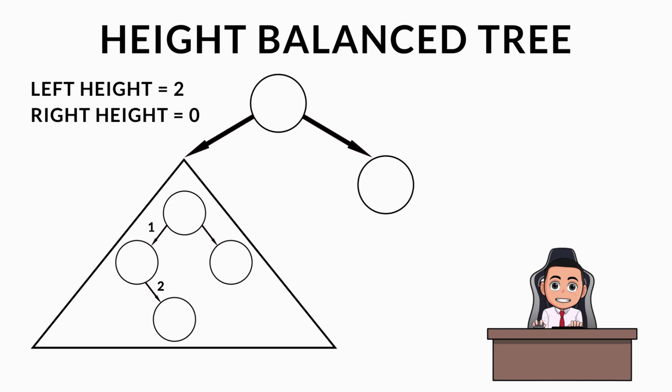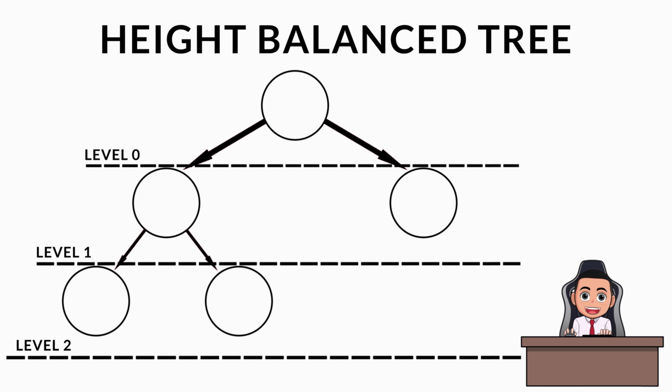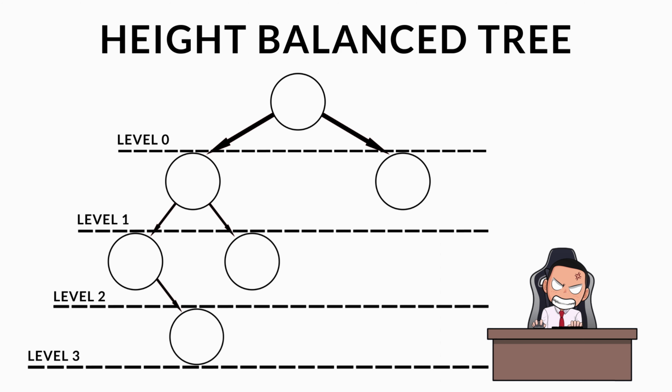Another way you could think about this is by levels. Let's go back to our original tree. If we show the levels, the left subtree has a node on level 2, and the right subtree has a node on level 1. So the difference in levels is only 1, thus this is a balanced tree. If we go back to our unbalanced tree, you see that the left subtree has a node on the 3rd level, and the right subtree has a node on the 1st level. So we have a level difference of 2, so this is unbalanced.